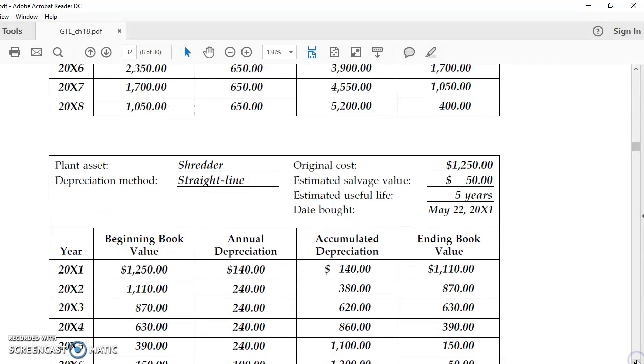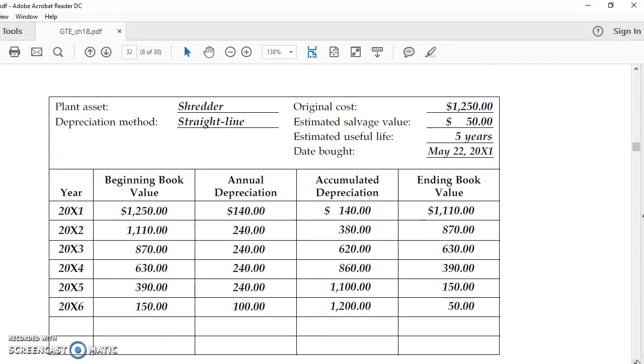And this is the bottom problem. The shredder, which is straight line as well, 5 years. But I hope you made note that it's bought in the middle of the year. So please double check this first year for depreciation, because your annual depreciation for this problem is a straight line 240, but it's only 140 for that first year and only 100 for that last.